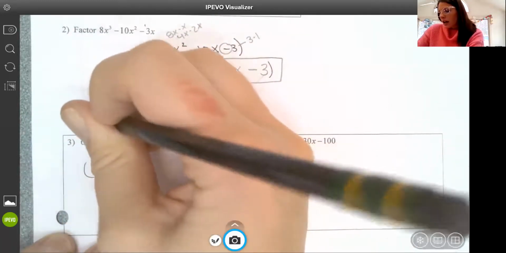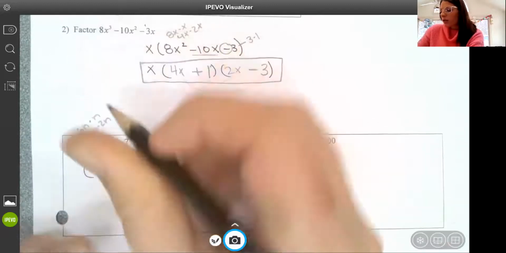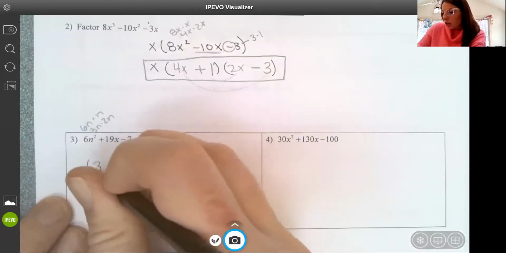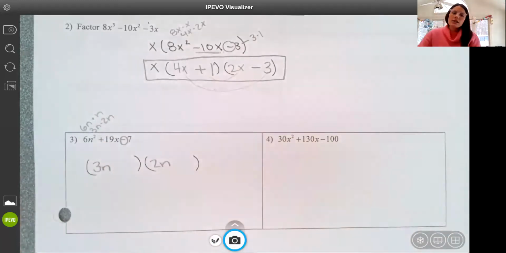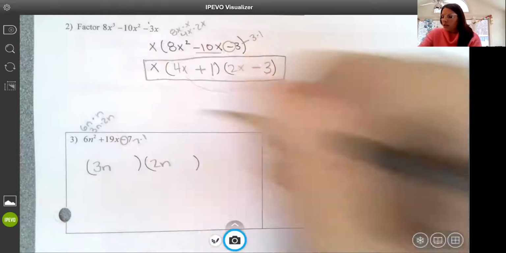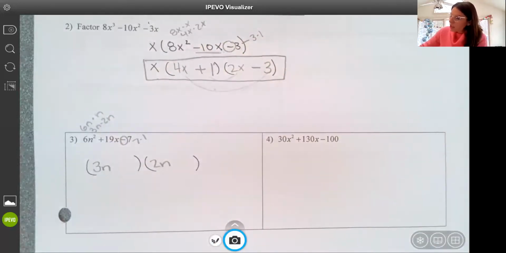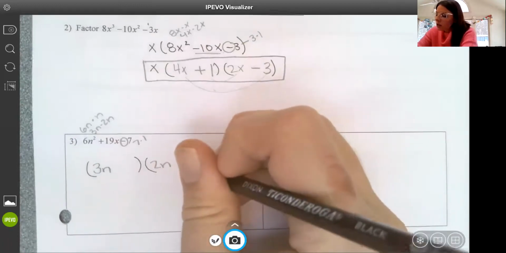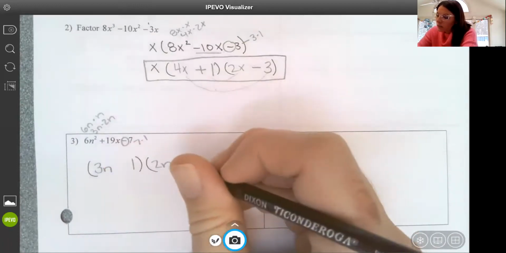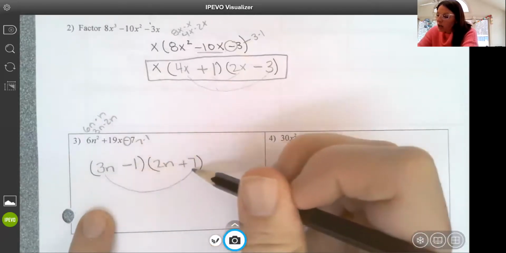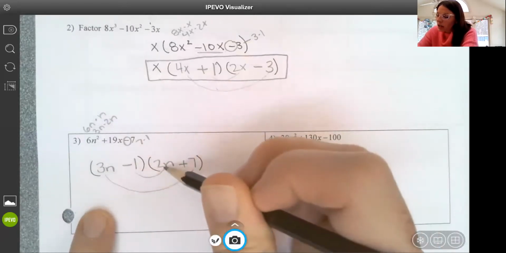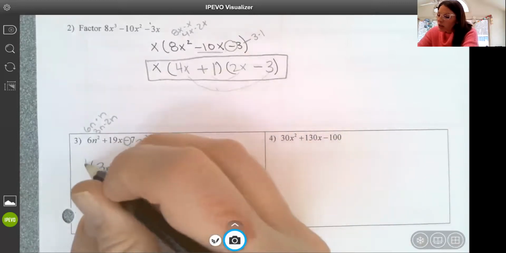So 6n and n, 3n and 2n, those are my possibilities. I'm going to start with 3 and 2. I know I should have opposite signs. And 7, it's going to be 7 and 1 that I use, and I'm trying to make 19 with opposite signs. So if I go 7 here, 1 here, positive 7, negative 1, that's going to give me positive 21, negative 2, giving me that positive 19.